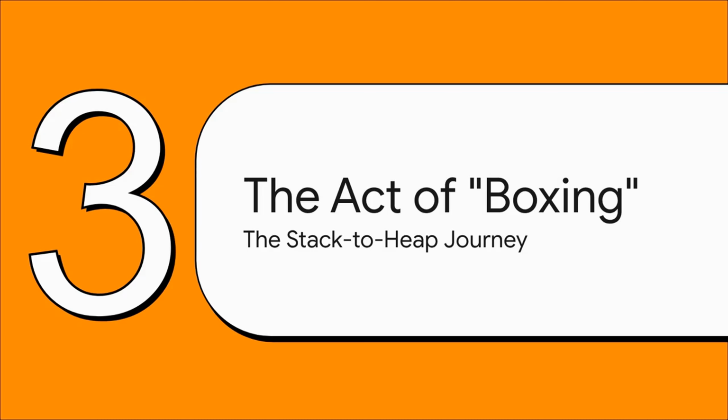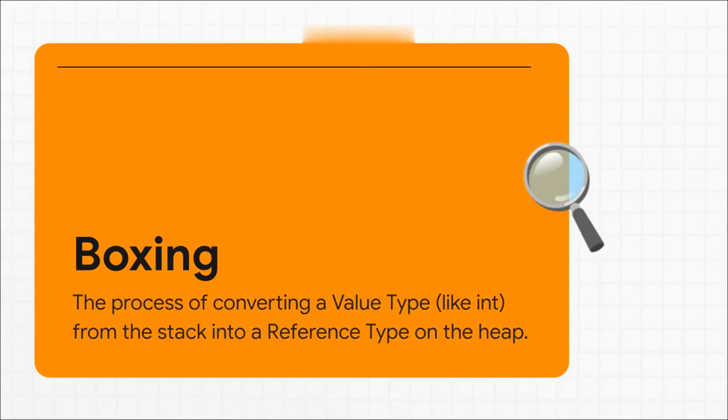Now, let's get back to our mystery. The very first clue we need to look at is a process called boxing, and that is the journey from the desk to the warehouse. So what exactly is boxing? Well, it's pretty much what it sounds like. It's the process of taking a simple little value type, like our integer from the fast stack, our desk, and wrapping it up inside a box so it can be stored as a reference type on the heap in the warehouse. It's the formal process of moving from one world to the other.